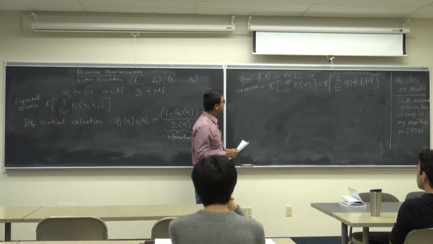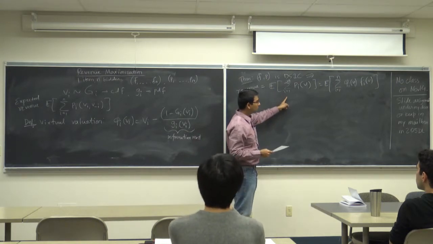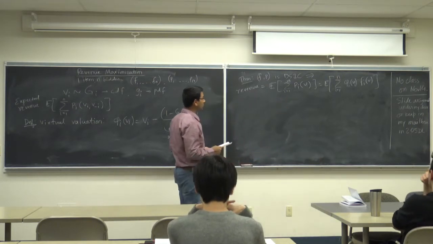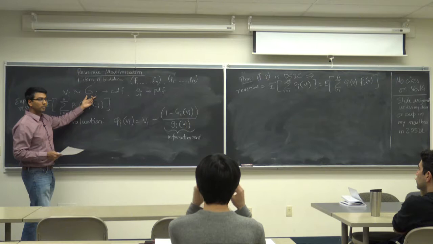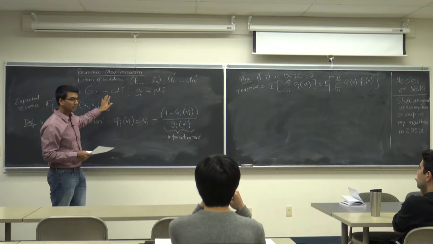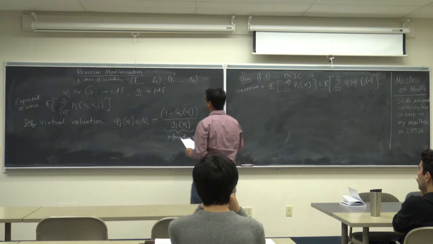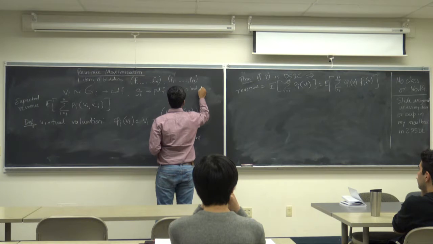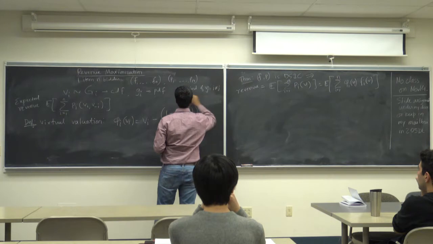So how do we go about proving this result? This expectation is taken with respect to V1, which is distributed according to G1, V2, distributed according to G2, V3, distributed according to G3, and so on. In the previous class, we had assumed that each of these GIs are the same, so it was a symmetric auction. Now we have removed that assumption. So none of the GIs are the same. They can be all different, but they are independent. So VI is independent of VJ, I not equal to J.